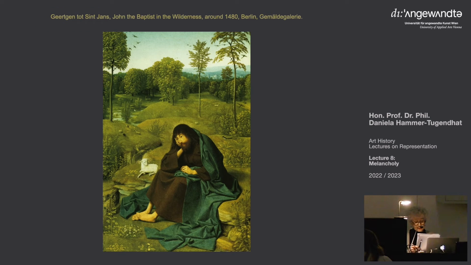Alongside Lucas van Leyden, Geertgen tot Sint Jans also had to do with forming Rembrandt's conception. Geertgen's John the Baptist in the Wilderness, dating from the 15th century, was certainly one of the first portrayals of a person overcome by melancholy. You see John sitting, it's not really a desert, it's a wonderful landscape, but in this melancholy gesture, and look at his feet, you know, one foot over the other.